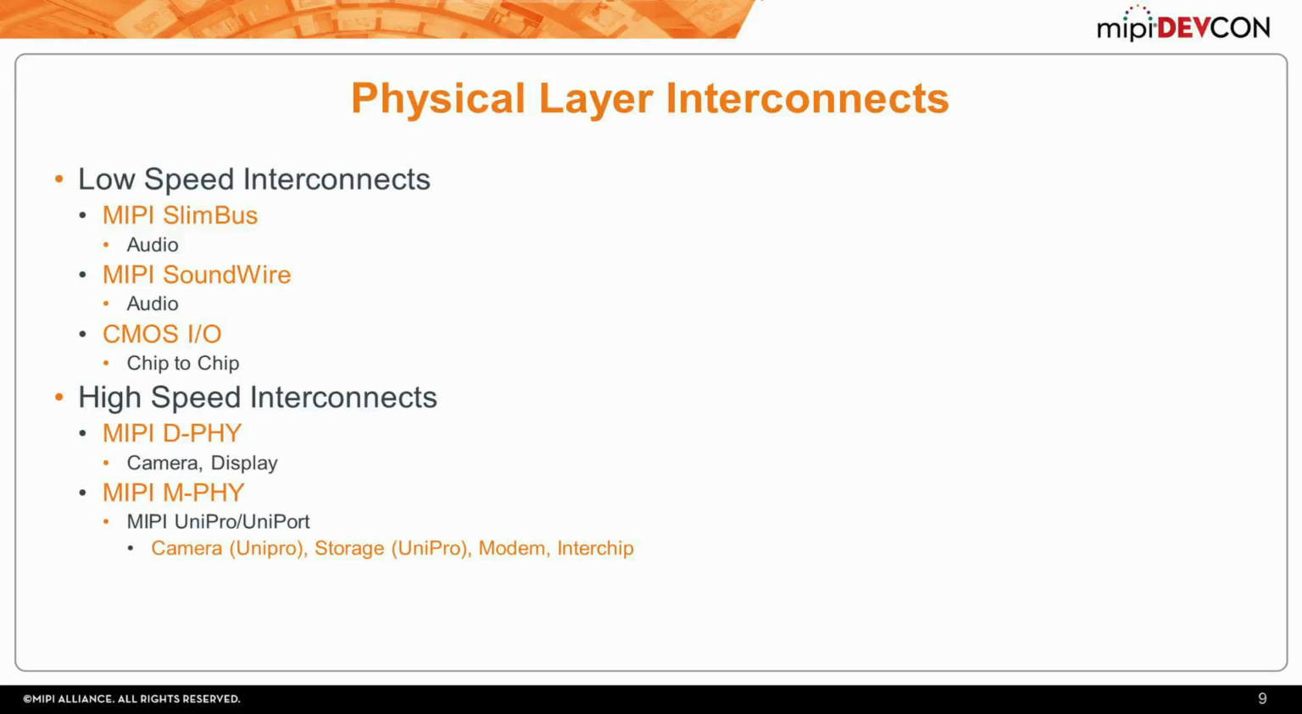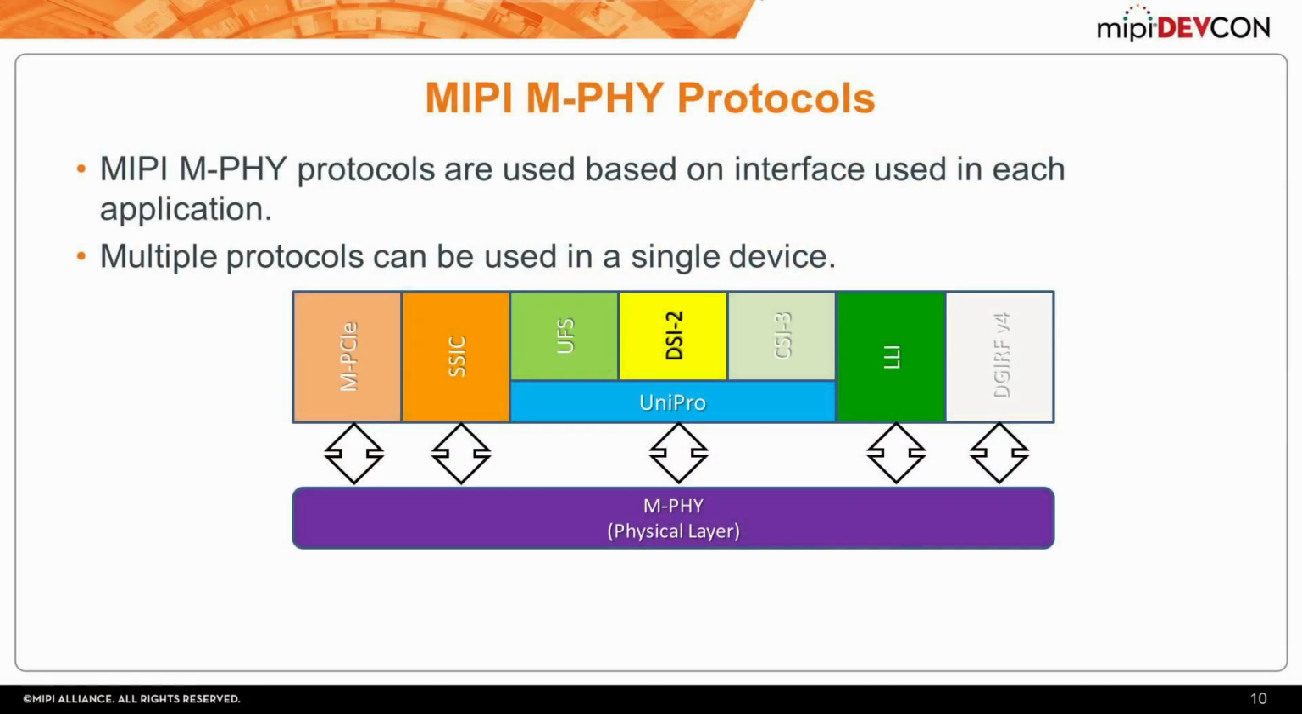But M-PHY can be used for multiple different types of protocols, and M-PHY really is just that physical layer that allows those upper layer transports and application layers to sit on top of it. This is just an example here. So we have the M-PHY physical layer, so you could in theory have MPCIe, which is a PCIe-based protocol stack on an M-PHY physical layer, SSIC, similar for USB. Protocol, but on the M-PHY physical layer.